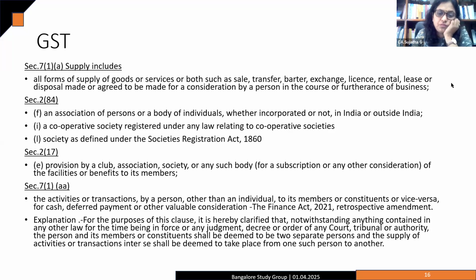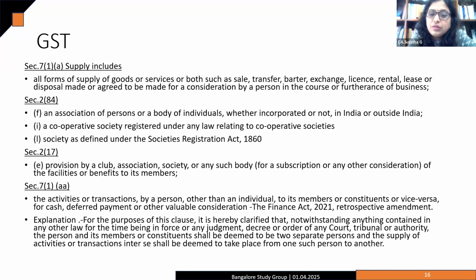So what I understand is that only to overcome the principle of mutuality, the concept of mutuality, they have brought out 7AA. And though we are applying that Calcutta Club is not applicable, I still believe that the doctrine of mutuality will override this section 7AA.